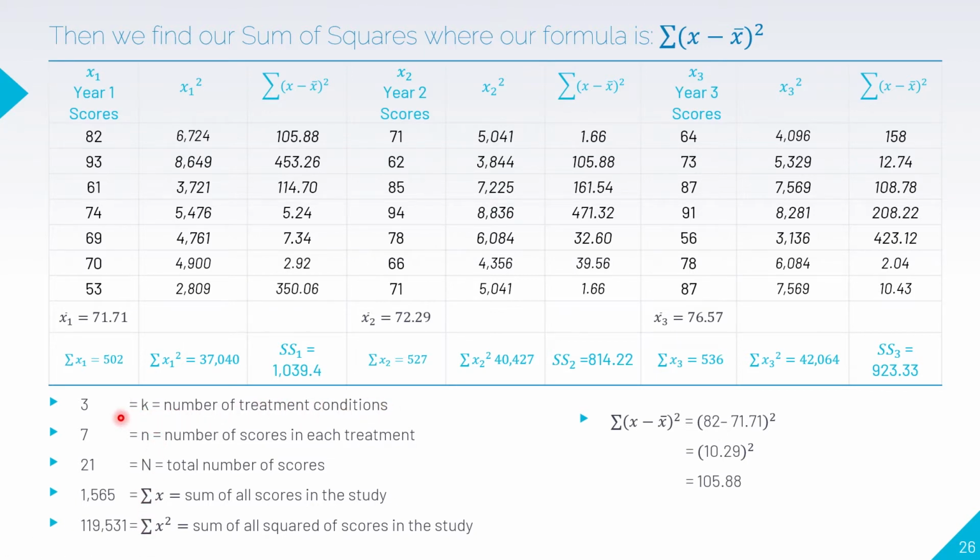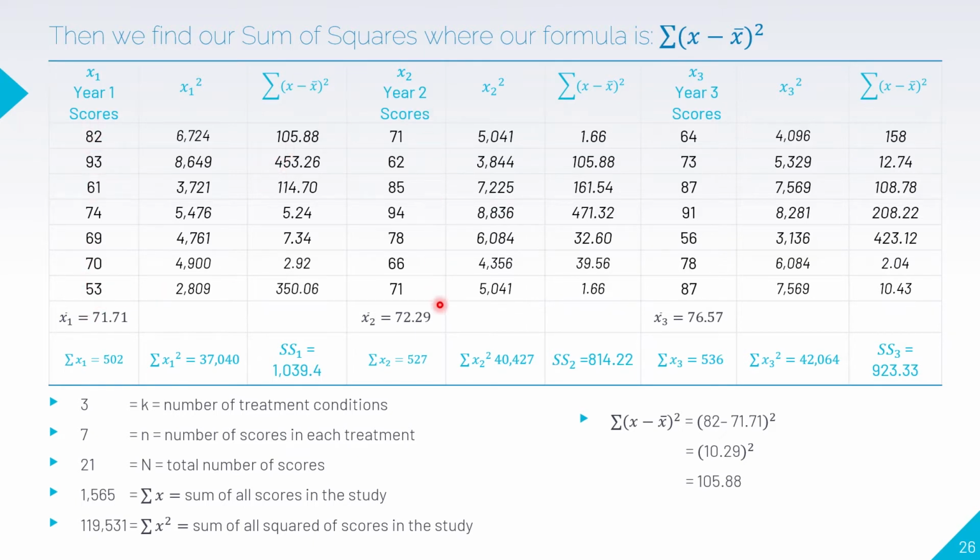Now let's find the K and these values. K, the number of treatment conditions, is 3. So we have year 1 scores, year 2 scores, and year 3 scores. Small n is the number of scores in each treatment, so we have 7, since 1, 2, 3, 4, 5, 6, 7. That's our n. The big letter N, the total number of scores, is 21, since we have 3 treatments times the 7 scores each.